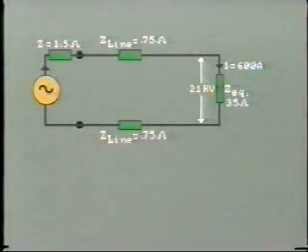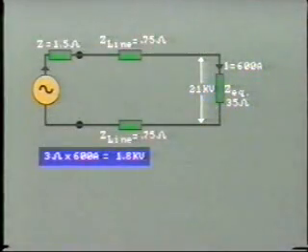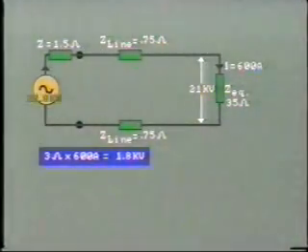Let's work out the voltage drop between the load and the source. This is simple. Total impedance comes to 3 ohms. Multiplying this by 600 amps gives us a voltage drop of 1800 volts, that is 1.8 kV. So the internal voltage at the generator is 22.8 kV.